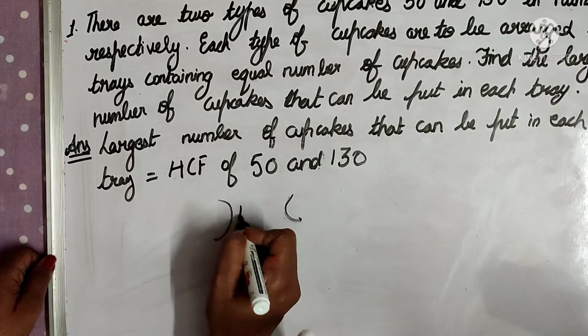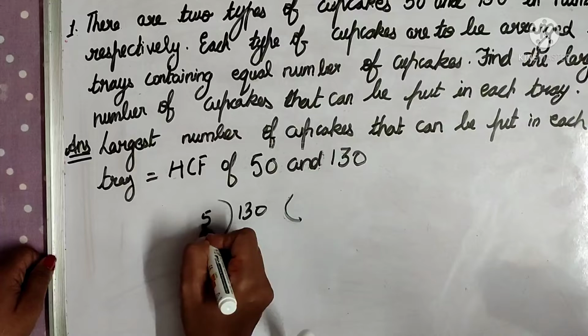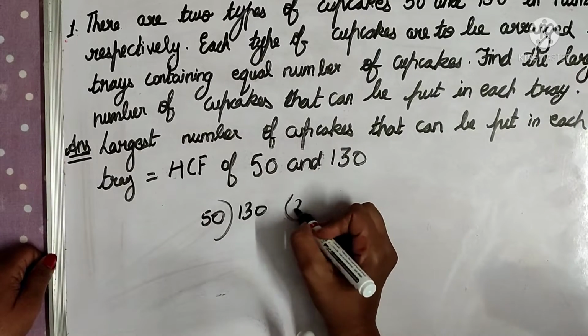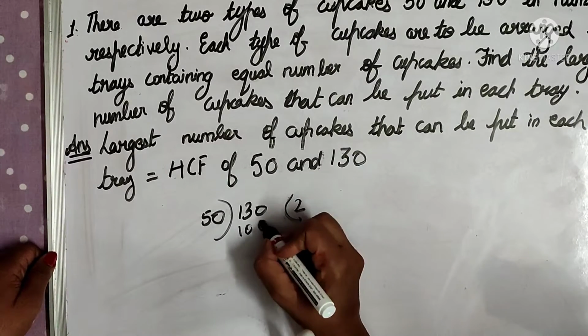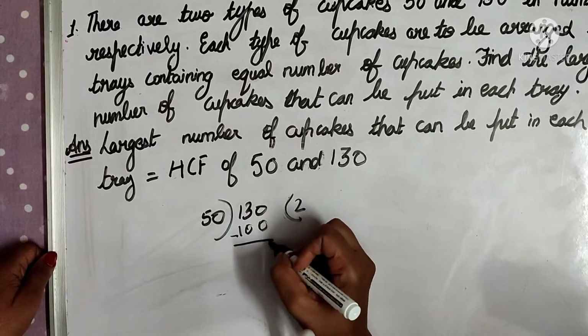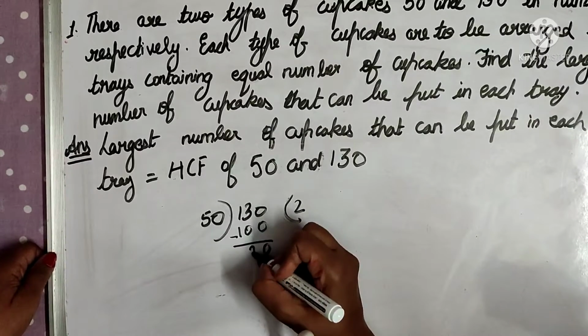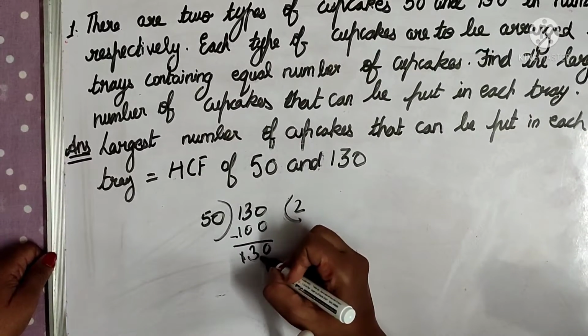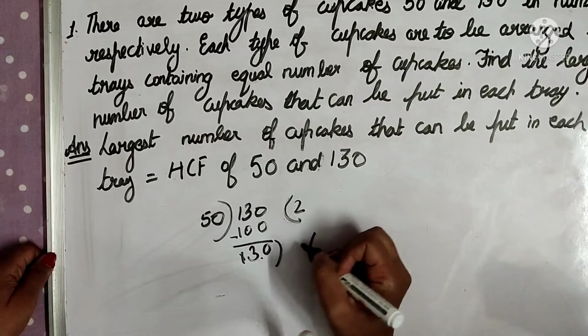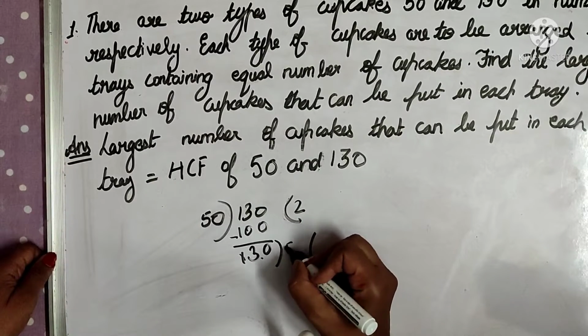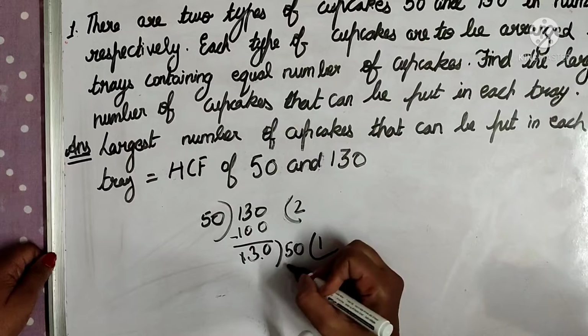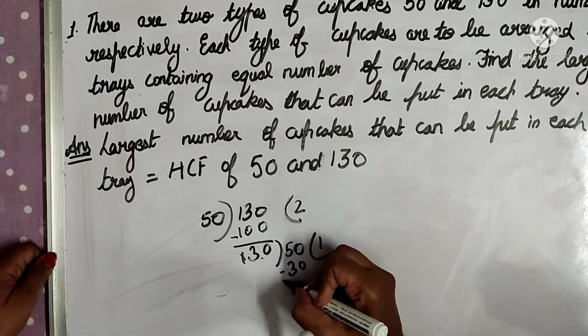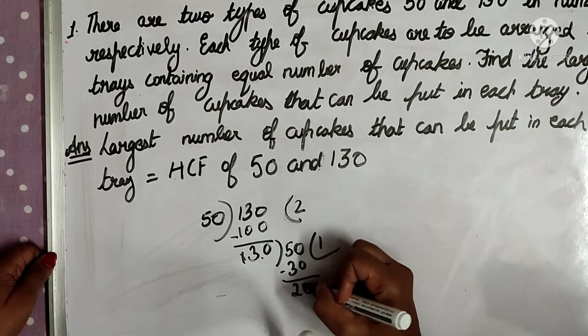So I will be dividing 130 by 50. 50 twos are 100. 50 threes are 150, so it is 2. The remainder is 30. Now 30 will be the divisor and 50 will be the dividend. 30 ones are 30. Now 50 minus 30 is 20.